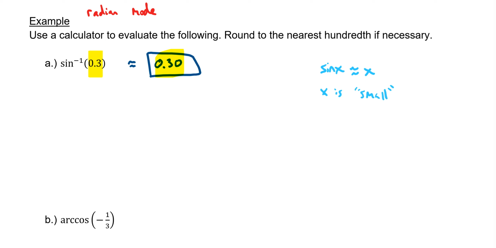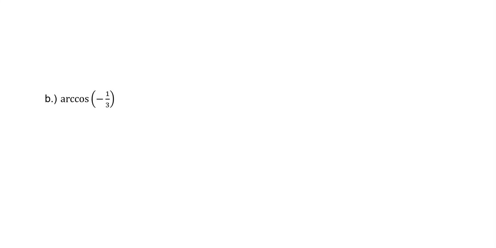So just a real quick side note for those of you interested in taking physics: you might see that instead of using sine of x, if you know x is really small, sine of x is approximately just equal to x as long as x is small. So we knew the answer was going to be about 0.3 because 0.3 is small, with quotes. Right, so let's see the next one, arc cosine of -1/3.